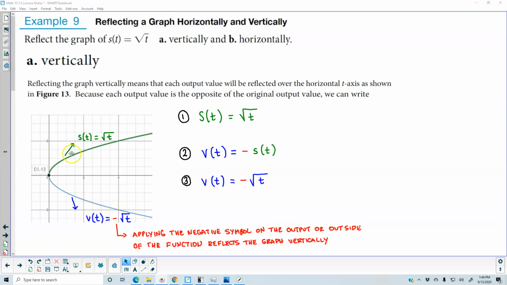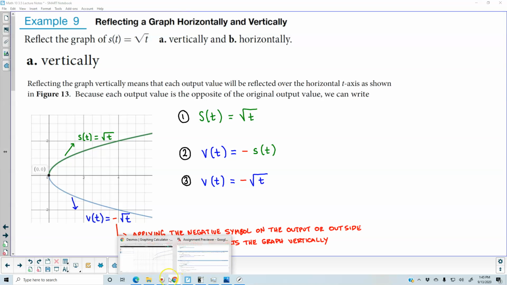So here in green, we can see what our original function looks like. If we multiply that entire function by a negative value, then we can see it reflects over the horizontal axis. So we get v of t, which is equal to negative square root of t. Again, applying the negative symbol on the output, or outside the function, reflects the graph vertically.